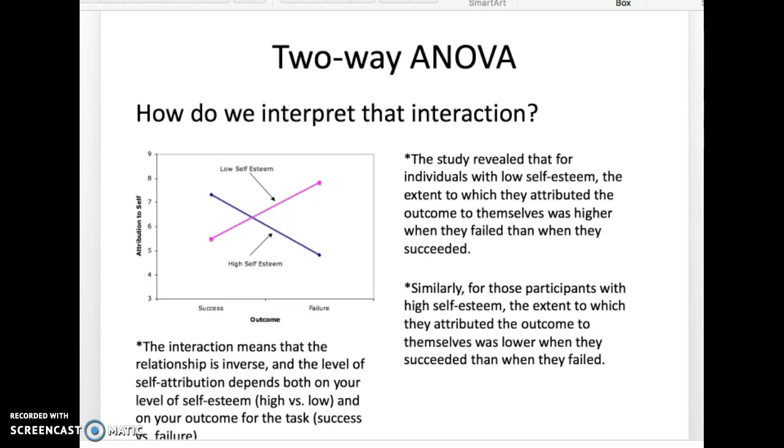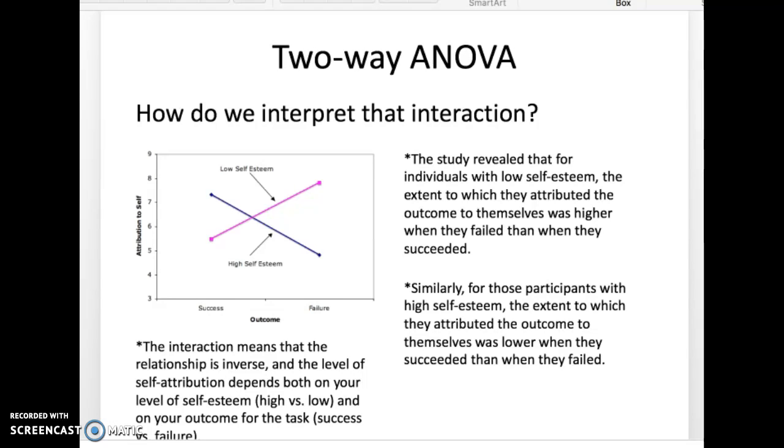What we see here is an interaction, and we know that there's an interaction because those two lines cross each other. The interaction means that the relationship is inverse, and the level of self-attribution depends both on your level of self-esteem, high versus low, and on your outcome for the task, success versus failure.